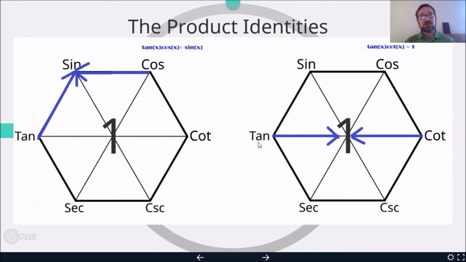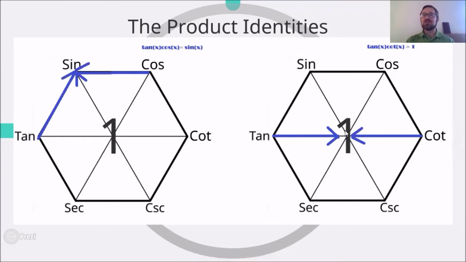Also, you can jump across the middle now with the product identities. So tangent times cotangent equals 1. So there you go. That's the product identities. Hopefully this helps you out.